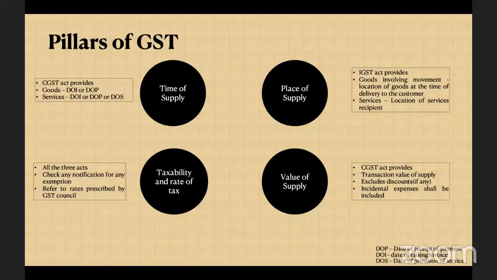Since Mr. B is directing the goods in our case, the location of Mr. B, which is Maharashtra, will become the place of supply. And ideally, we will be charging IGST.